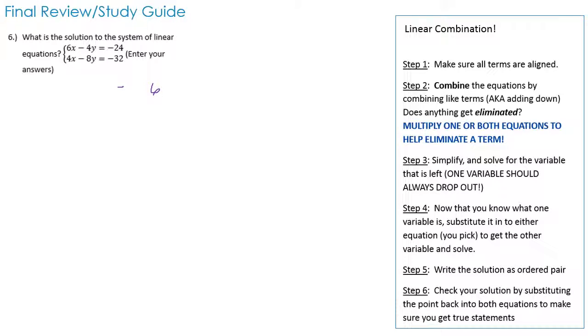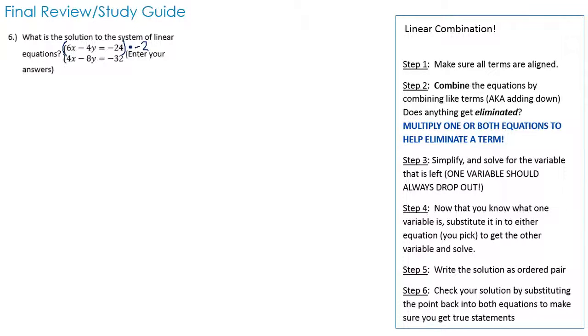So looking at this, notice if we look at the y's here, we have negative 4y in the first equation and then negative 8y in the second equation. If we multiply that top equation by a 2, or in this case we want to make it a negative 2, so it's the opposite sign, that's going to give us a positive 8y, which will eliminate the y's. So we can't just multiply the y's by that. We need to multiply the whole equation by a negative 2.